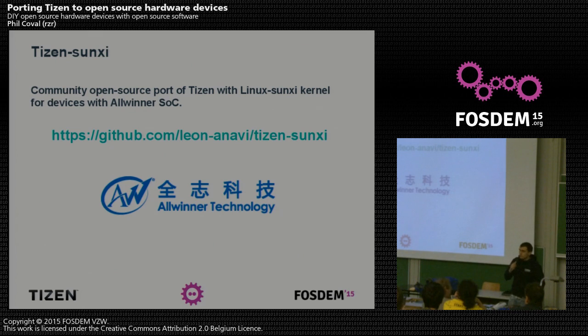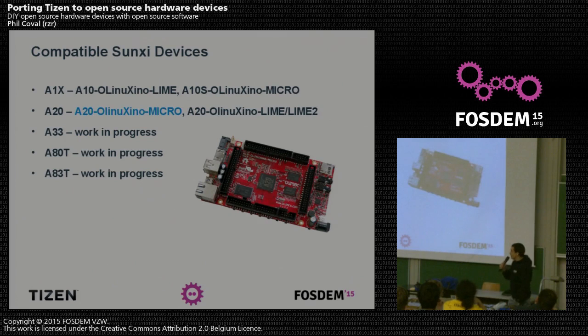Approximately a year and a half ago, I started my efforts to port Tizen to this type of device. Today, with the assistance of Philippe, we have Tizen common running on several devices. Here is the list of these devices. The A10 processors are single-core system-on-a-chip processors with Mali GPU. So the first board on which we ported Tizen was A10S or Linuxino Micro. This system on a chip is already deprecated. So here is the list of the boards that we support.